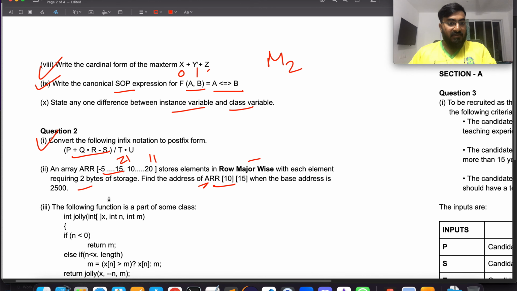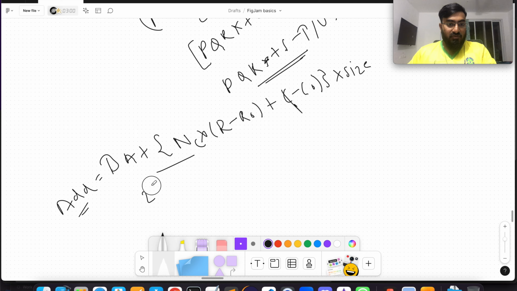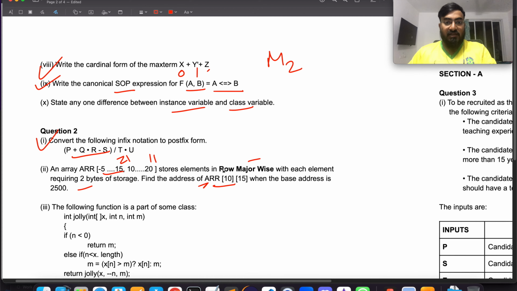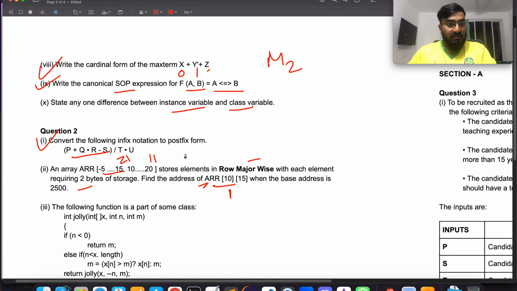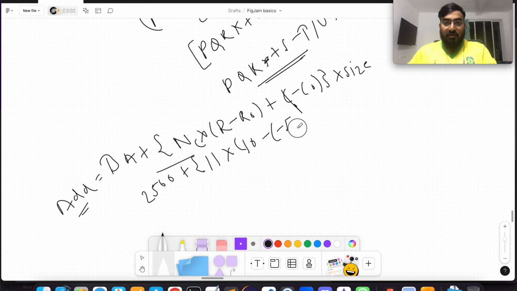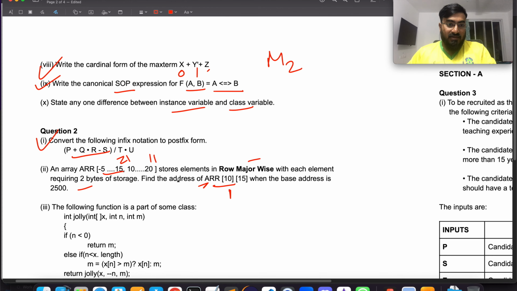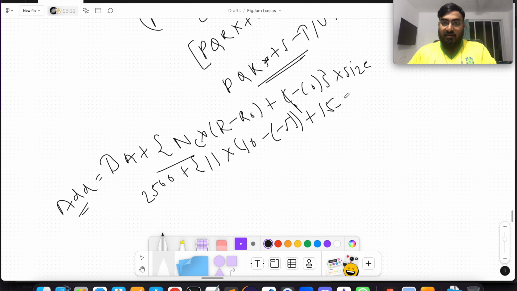So base address is 2500, plus number of columns, which is 11, into R minus R naught. Now R is the row that you have to find, which is 10. So 10 minus R naught, which is minus 5, the first row, plus C minus C naught. C is 15. C naught is the first column, which is 10. Into this entire thing into size, which is equal to 2.